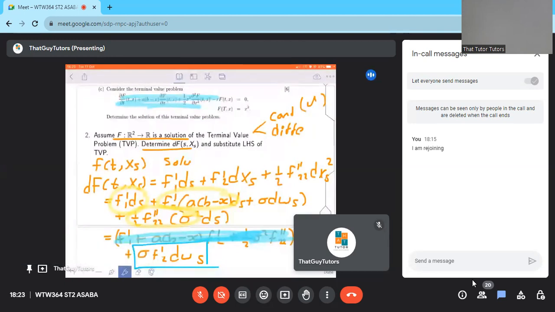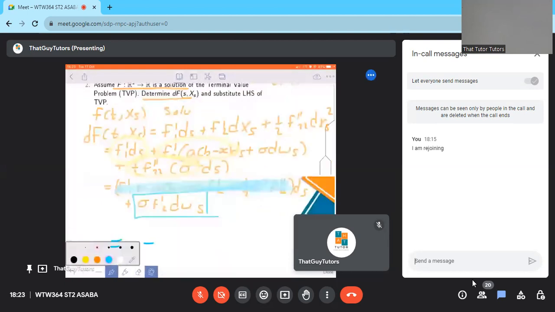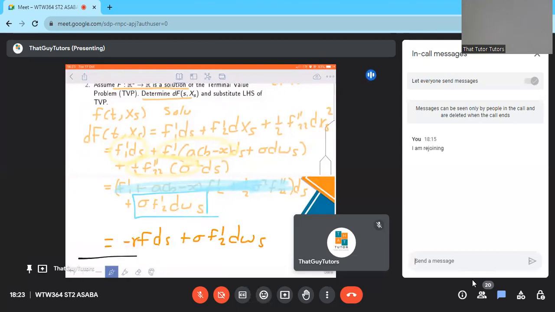So you're going to have minus f minus RF, sorry, ds plus c sigma f prime 2 dws. So this is how you write it. So this is going to be your differential equation.